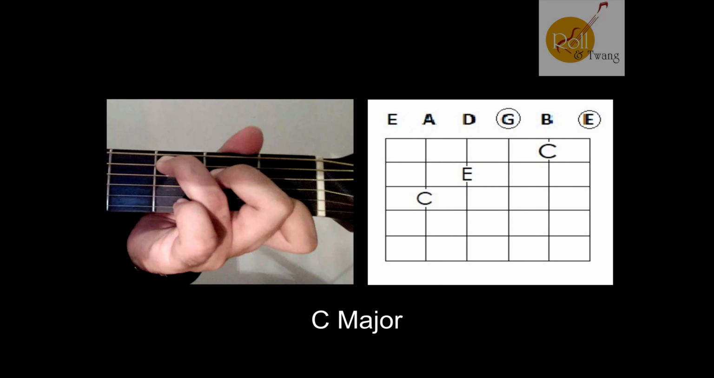So once again, let's find out the notes we are playing in a C chord shape. So if we start from the A string, the notes are C, which is third fret of the A string, E, which is second fret of the D string, G, which is open G string, C, which is first fret of the B string, and E, which is high E string.